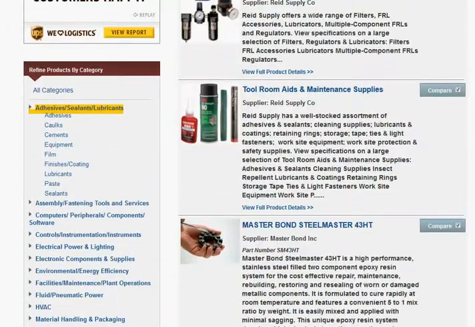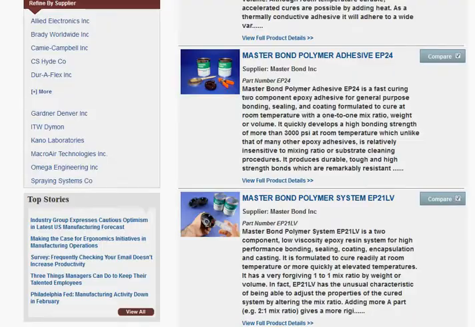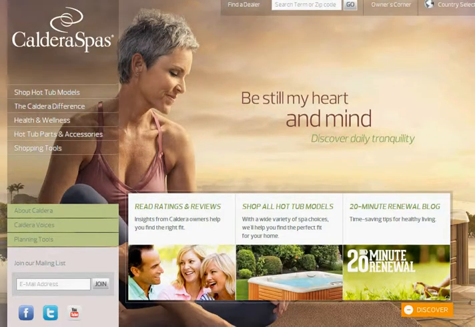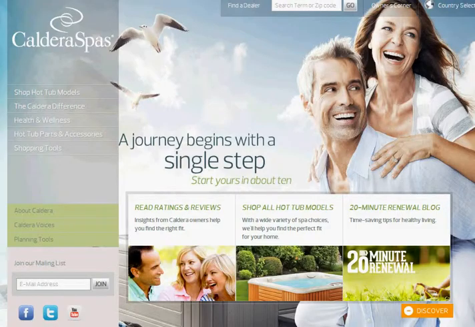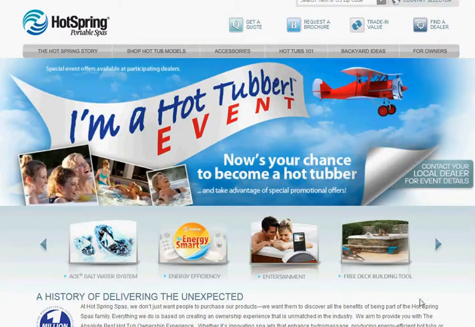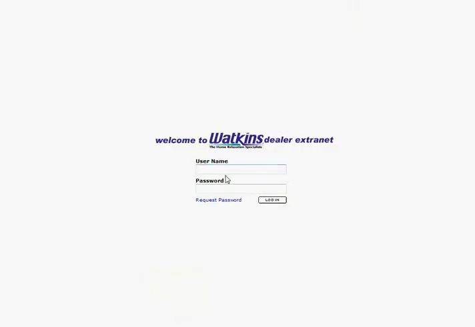We might need to do comparisons on these products to rack them up and see which of these meet our specific needs. Taking a look at this site, Caldera Spas, this is a manufacturer of hot tubs, high-end hot tubs for kind of a luxury market, but they operate under a couple different brands. They also have the Hot Spring brand. So two brands means that they have two completely different audiences to serve. This also means two completely different dealer models to serve. So let us just show you as we log in here to the back end of the dealer extranet.